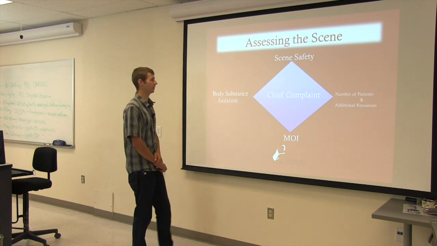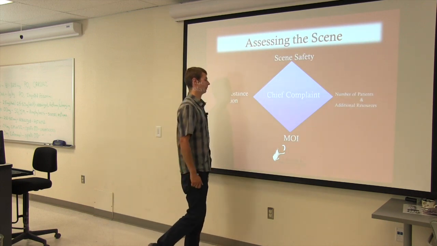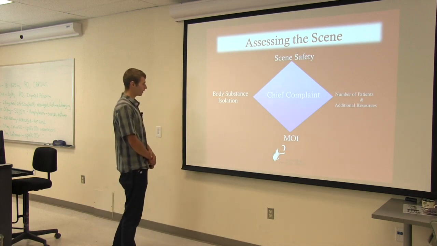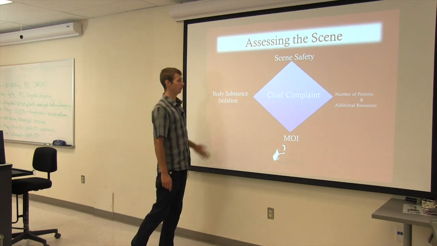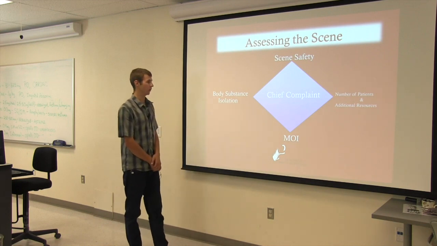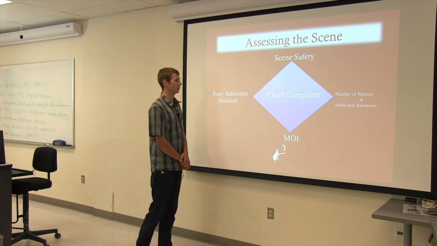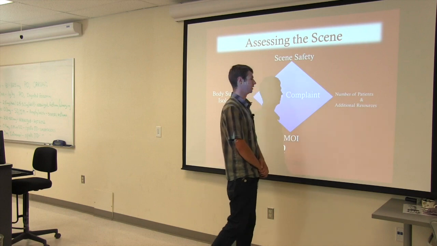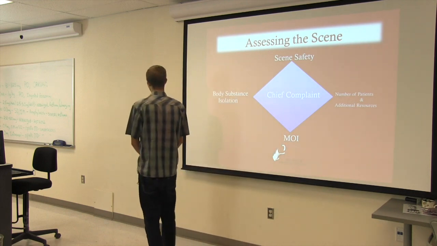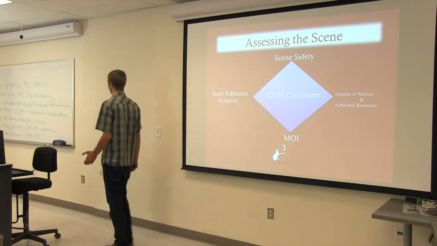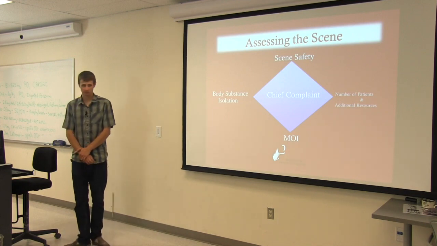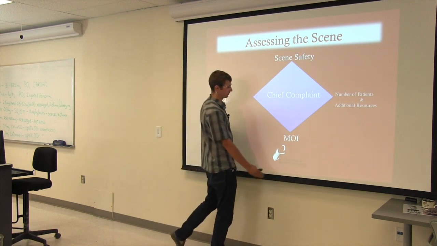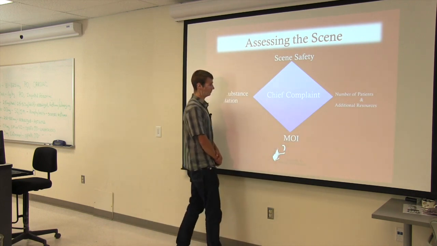So the first thing that we have up here is our scene safety. Again, we want to make sure that we're not going into a dangerous scene. We need to consider how to keep ourselves safe with our body substance isolation or our personal protective equipment. We need to know how many patients we have, and if we need any additional resources due to sheer number of patients or just a technical operation. And then we need to consider our mechanism of injury, and then the other one that we had down here was nature of illness as well.